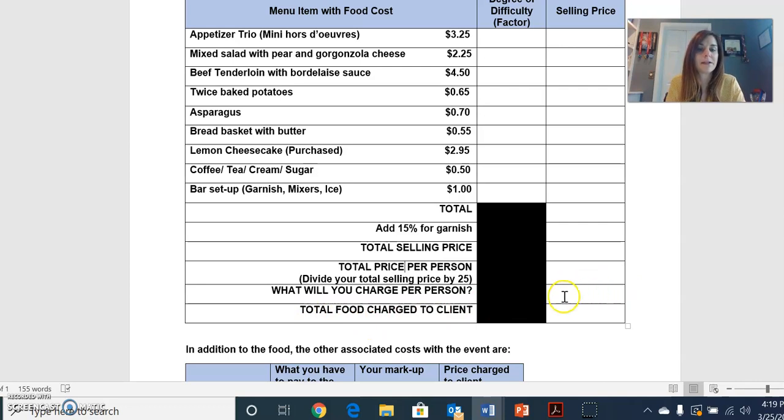And then finally right here, you're going to have that. What are you going to charge per person? And then obviously this line right here, that's going to be total food charge to the client. That's going to be whatever you decide up here. Let's say you decide at $65 a person times 25, then that would be your final, what you're going to charge the client right here.